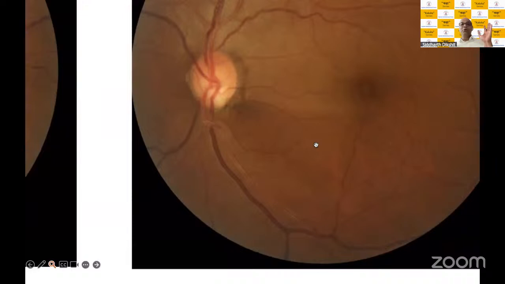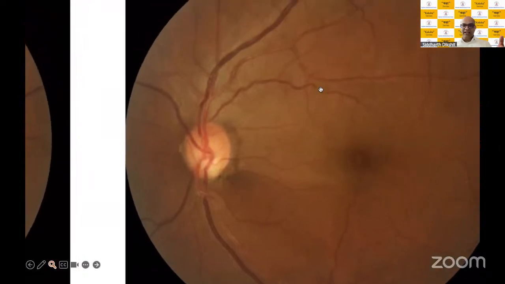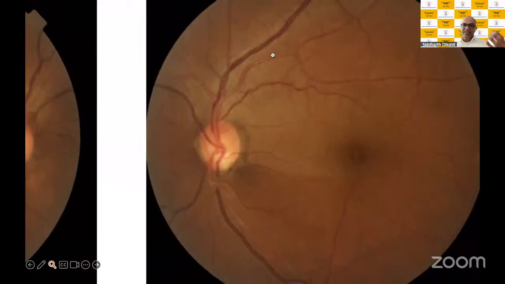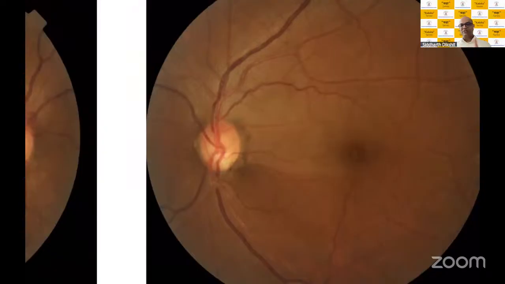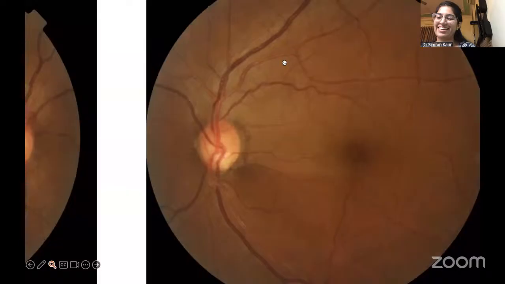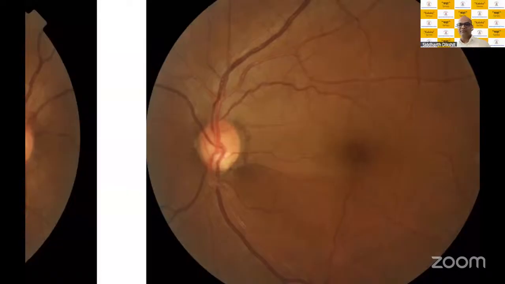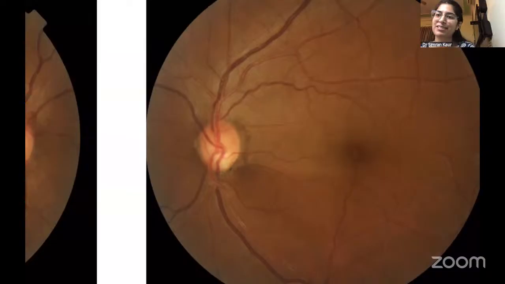Now, what do you think, madam, of the nerve fiber layer in this eye? Is the superior nerve fiber layer normal or not? Sir, we can see that there is... Sir, I will call you Simran sir. Sorry, I asked you a specific question. Is the superior nerve fiber layer normal? It appears normal. Excellent.